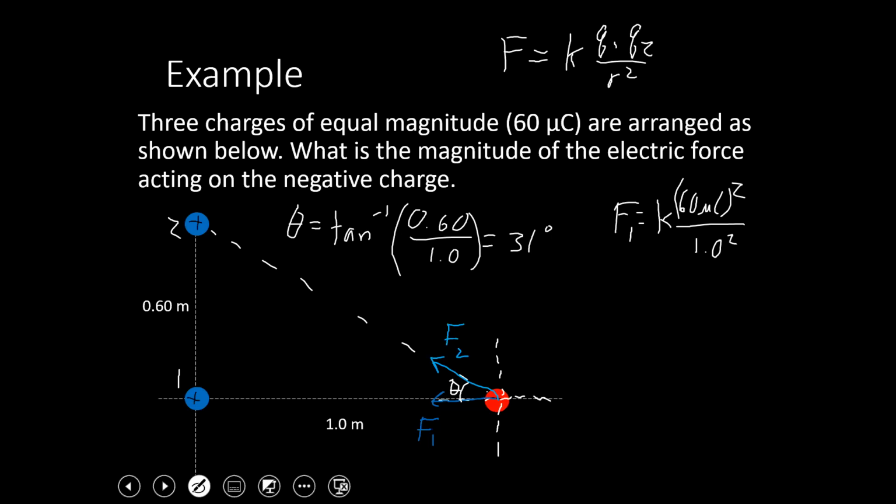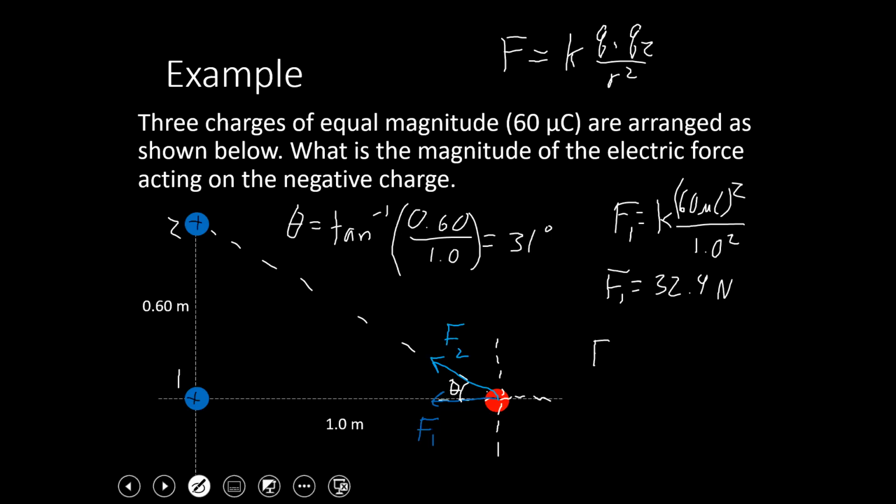Okay, so I plug that into my calculator and I get a number. Now, when you guys plug it into your calculators, don't forget microcoulombs is 10 to the negative 6. So you have to include that in your calculation. So 60 times 10 to the negative 6, I'm going to square that. And 1 squared is just 1. So I get 32.4 newtons. Okay, that's my F1. Now the direction, like we see in the picture, is in the negative x direction. So we'll keep that in mind for when we actually do the components.